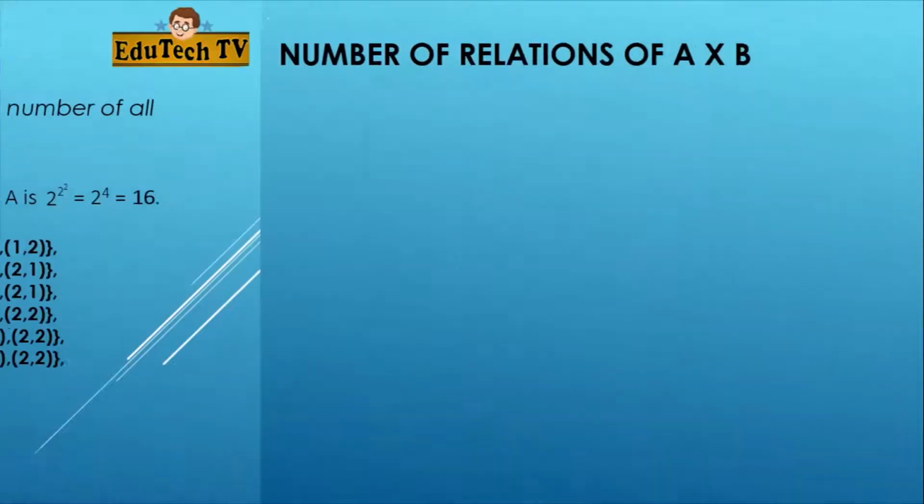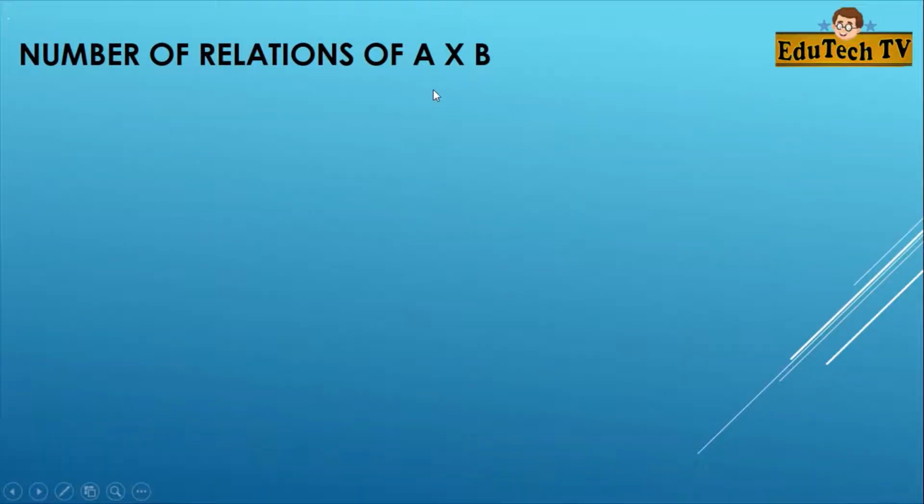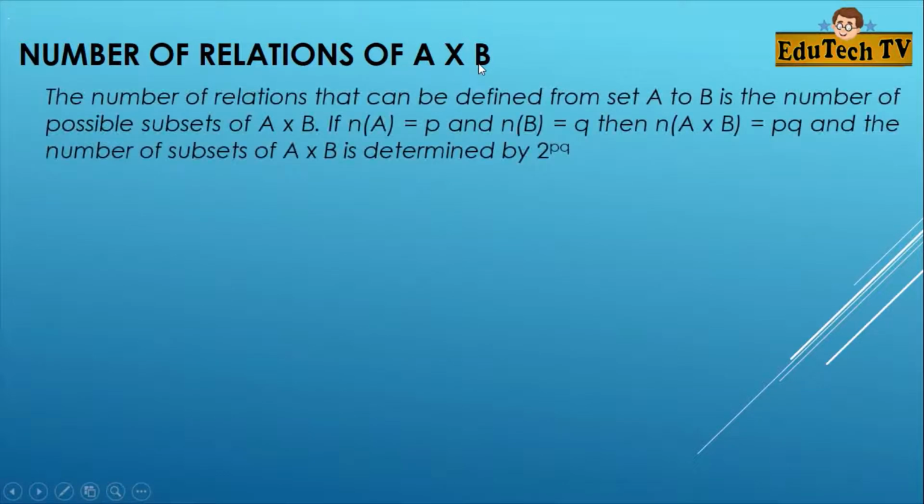Ngayon, pwede rin natin kunin yung number of relations given yung another relation. So for example, the relation from A to B. This is the definition: the number of relations that can be defined from set A to B is the number of possible subsets of the relation A to B. If the cardinality of A is P and the cardinality of B is Q, then the cardinality of the relation from A to B is equal to PQ.